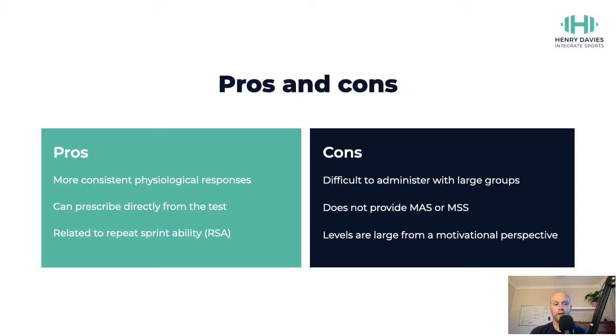And then finally, the levels are large from a motivational perspective. Imagine the difference between a maximum aerobic speed test like a 16 pitch lengths, where you could, in theory, improve by 5 seconds, which would be a nice motivational boost. Whereas to level up in the 30-15 to, say, go from 19.5 to 20, you're going to have to perform up to 30 seconds more work, which actually is a relatively large jump.